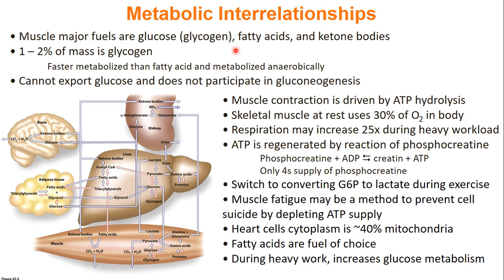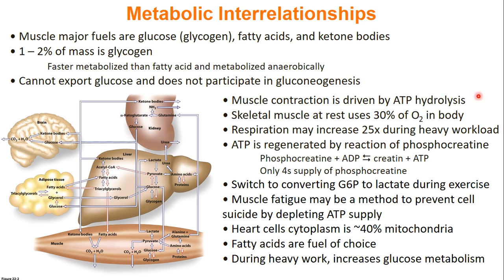Now we're going to move over to the muscles, and just like the brain, muscles mainly use glucose, but they can also use fatty acids and ketone bodies. The main way that muscles get glucose is through storage of glycogen. 1 to 2% of muscle weight is due to glycogen, which is just glucose. We did talk about this before, but it's so we can do glycolysis and get energy way faster anaerobically than we could through the citric acid cycle. Muscles don't export glucose, and they cannot do gluconeogenesis. They can't make their own glucose.